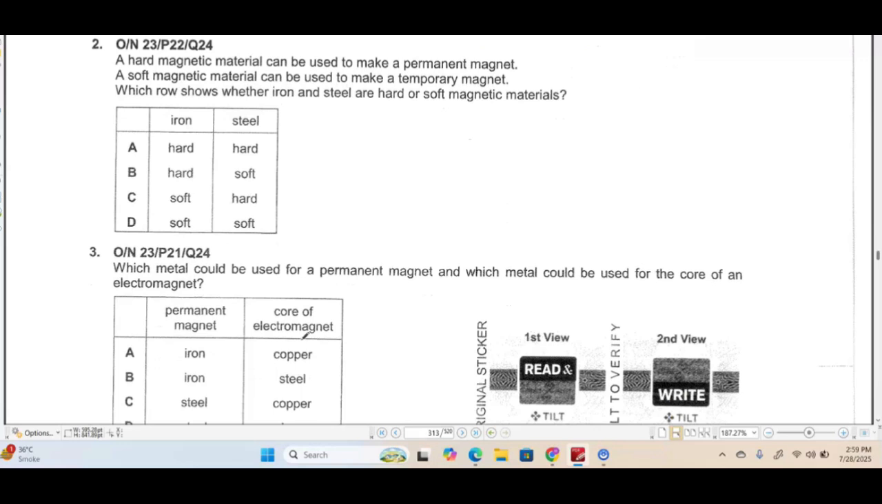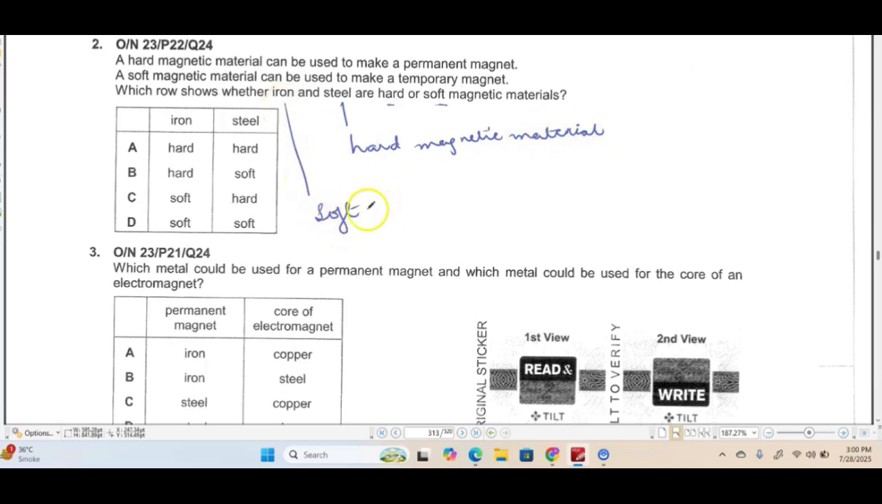Okay, question number 2. A hard magnetic material can be used to make a permanent magnet. A soft magnetic material can be used to make a temporary magnet. Which row shows whether iron and steel are hard or soft magnetic materials? You should now know that steel is a hard magnetic material, and iron is a soft magnetic material.